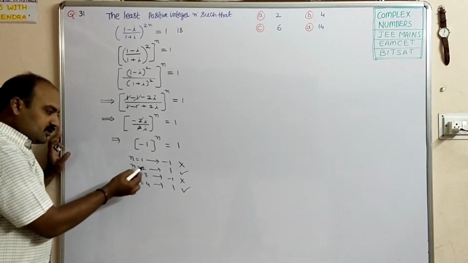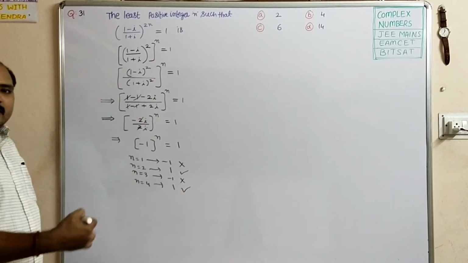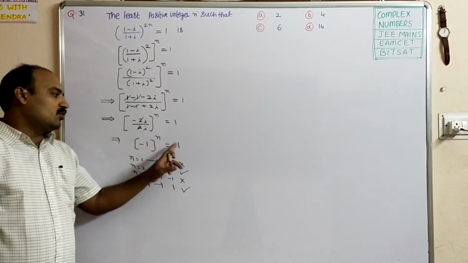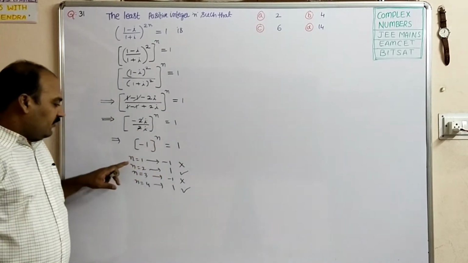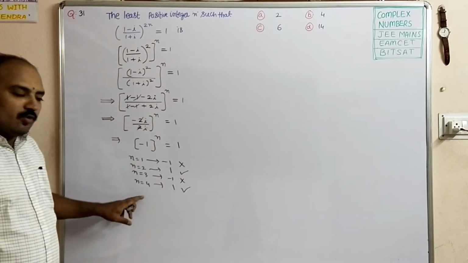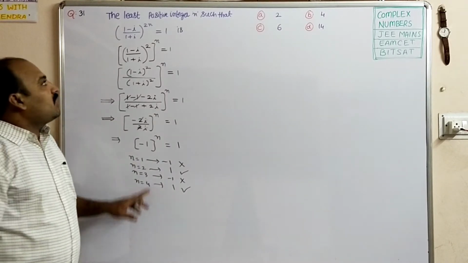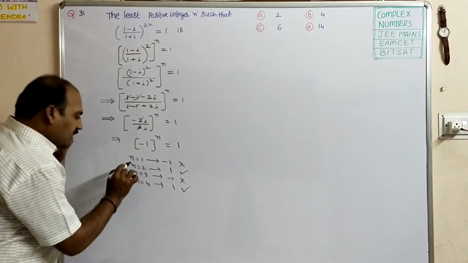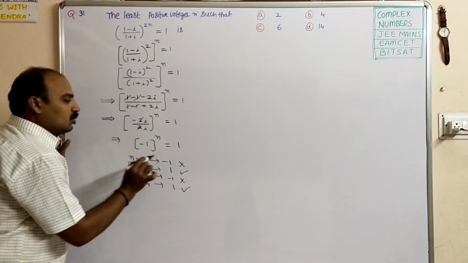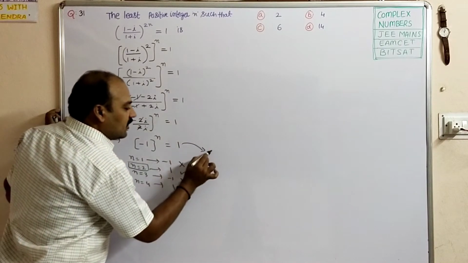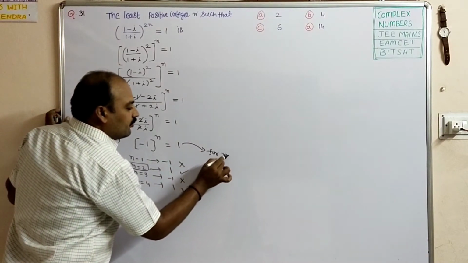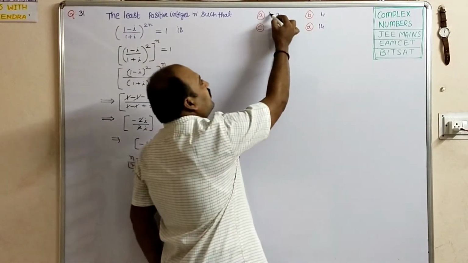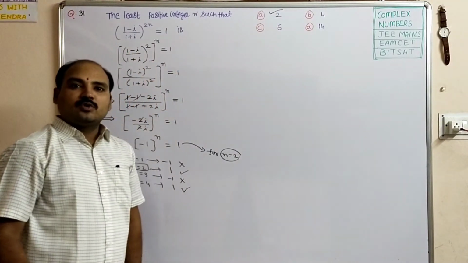So for n equal to 2, 4, 6 and so on, the condition is satisfied. (Minus 1) whole power n equals 1 is satisfied for n equal to 2, n equal to 4, n equal to 6 and so on. But among those, they are asking for the least positive integer, so the least positive integer is n equal to 2. So the answer is n equal to 2, which is there in the first option. We will move to the next question.